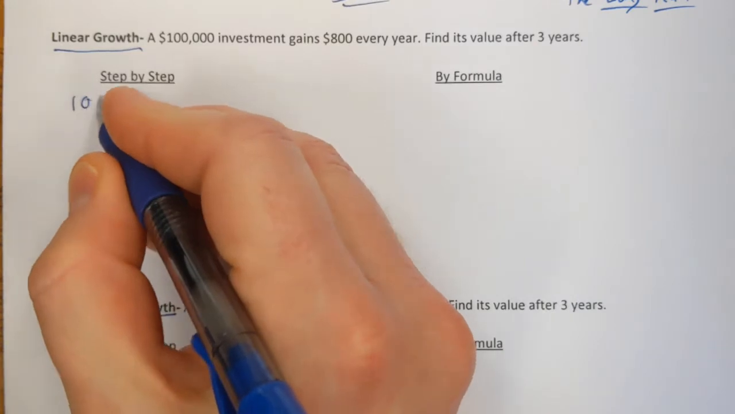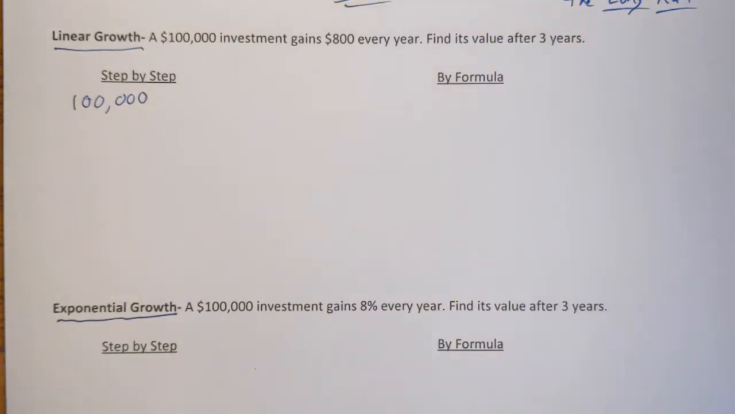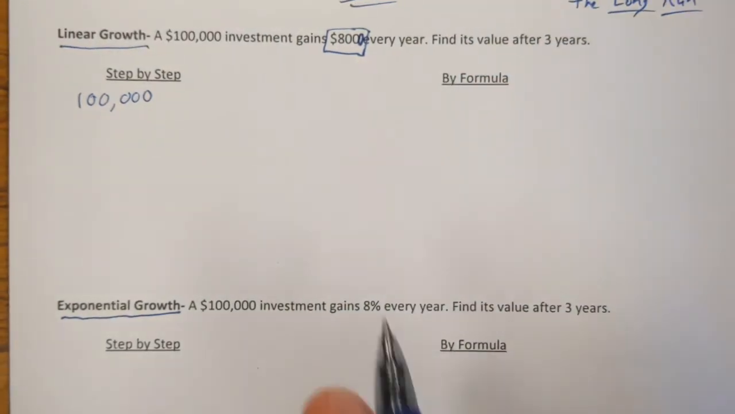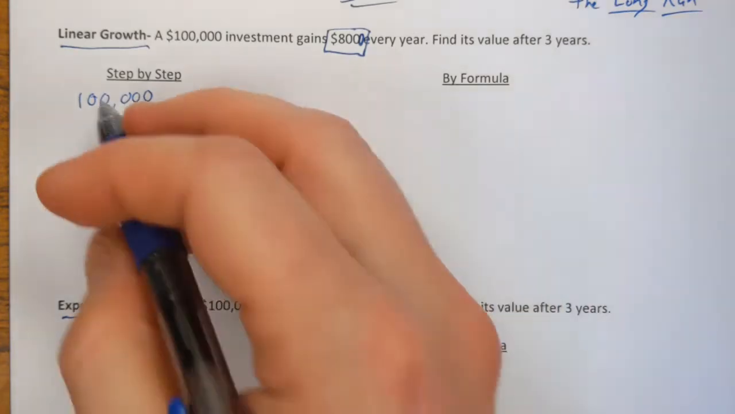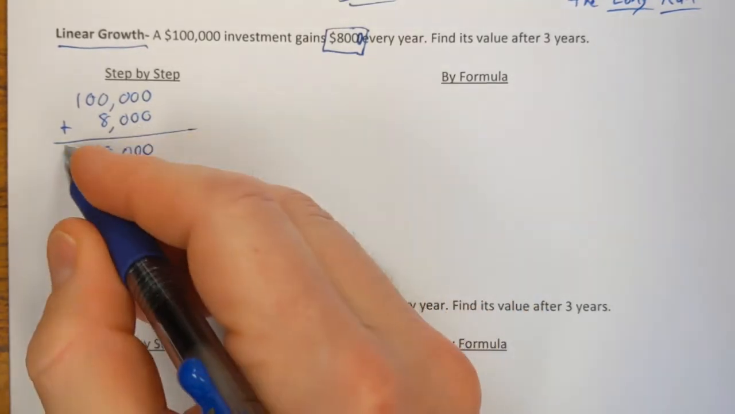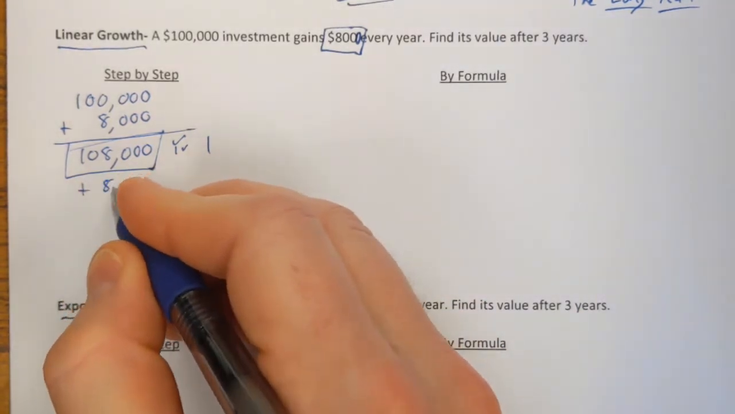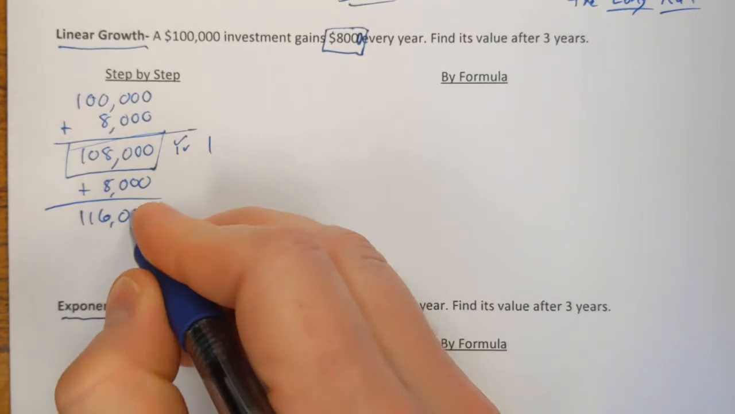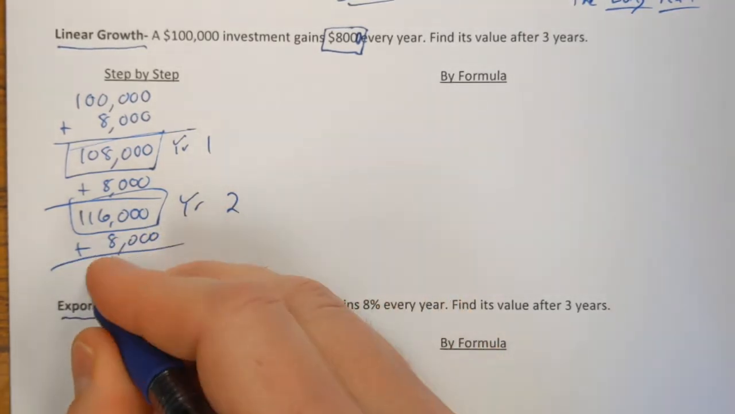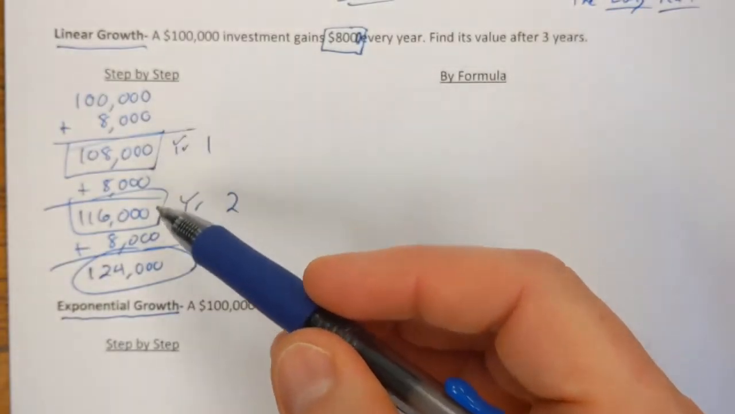Okay, well, if I were to do this step by step, if I have $100,000 and I made a typo here. This should be $8,000. I'll make sure I'll fix that in our class notes. Okay, but I'm sorry, this should say it gains $8,000 every year. Well, to do linear growth, right, it's slow and steady. All I would do is I would just keep adding $8,000 every year. So at year 1, I'd have $108,000. Add 8,000. Year 2, I'd have $116,000. Add 8 more thousand. In year 3, I'd have $124,000. Okay? Slow and steady. Every year it goes up $8,000.